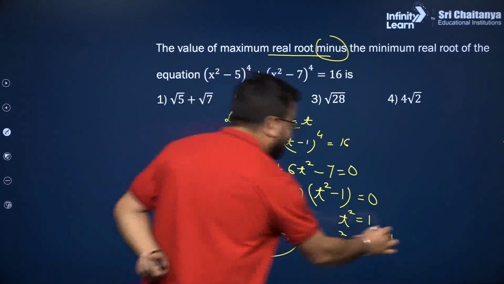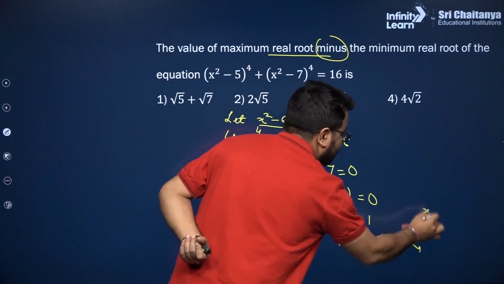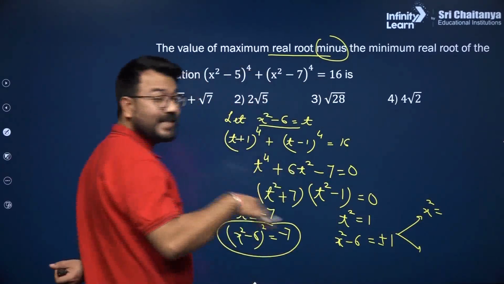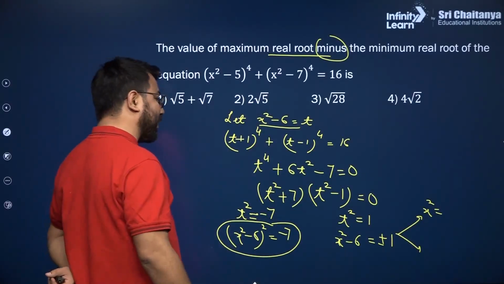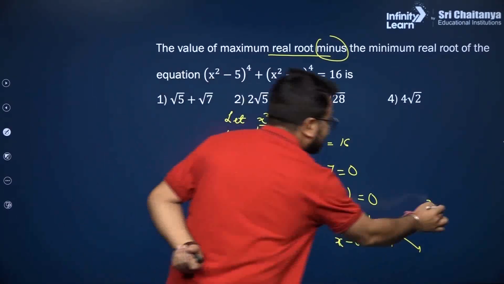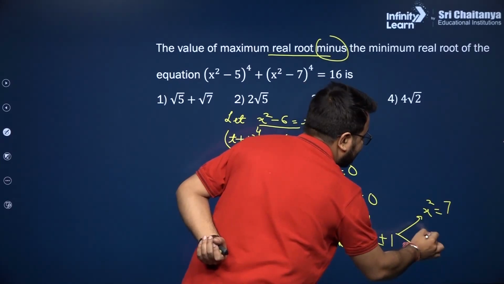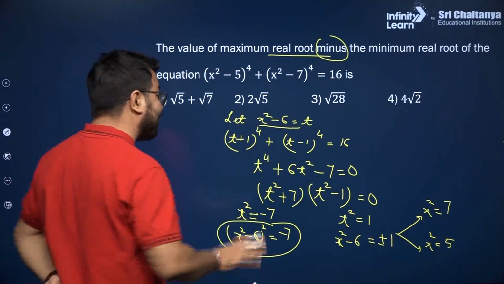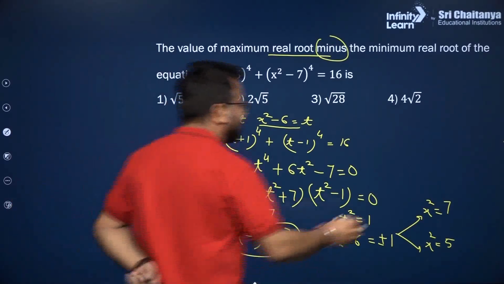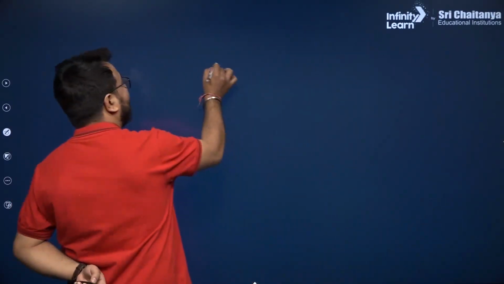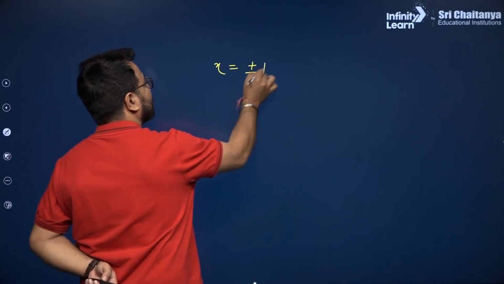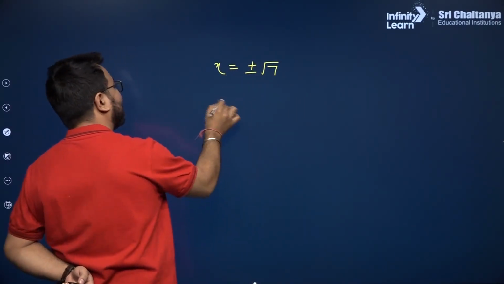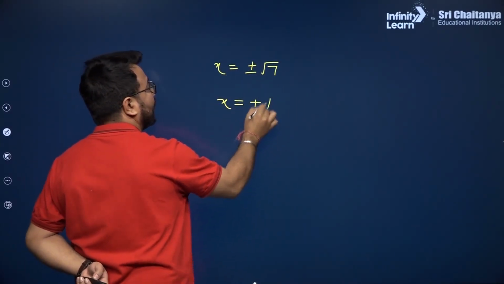Thereby, I can get two different values of x square. The value of x square will be 6 plus 1, and the value of x square will be 6 minus 1. 6 plus 1 is 7, 6 minus 1 is 5. So basically, I'll get the values of x from here. And what values of x will I be obtaining? One is plus minus square root of 7, and the other one is plus minus square root of 5.